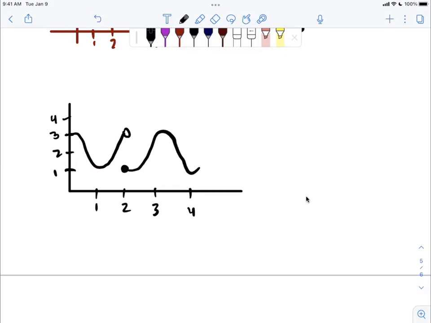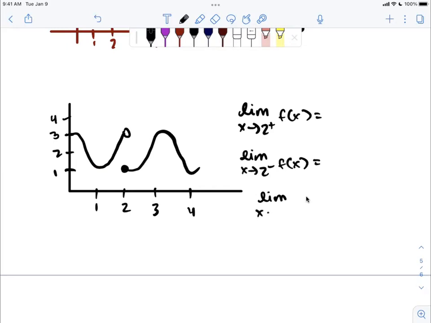So now we're going to need to look at the one-sided limits. So the question is, what's the limit as x goes to 2 from the right? What's the limit as x goes to 2 from the left? And finally, what's the total limit if it exists? All right, again, I'll pause for a moment, but feel free to pause the video.